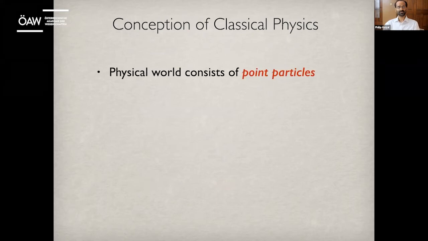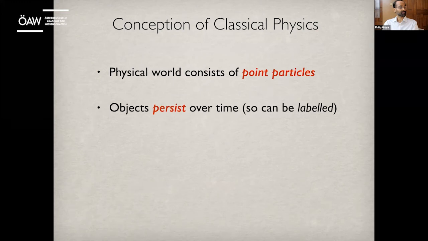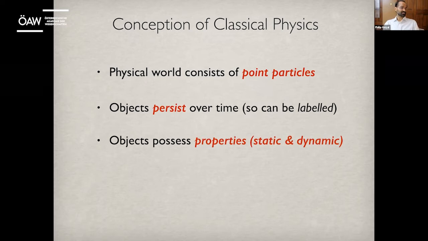And these ideas are largely carried forward, with some modifications, of course, into the fundamental framework of classical physics. And for definiteness, let me just talk about classical point particle mechanics. So here we would say, well, the physical world consists of point particles, and they persist indefinitely over time. So theoretically, that's what underpins the possibility of labeling. And then they possess properties, for which there's a strict demarcation into static and dynamic properties. And finally, they can be re-identified.